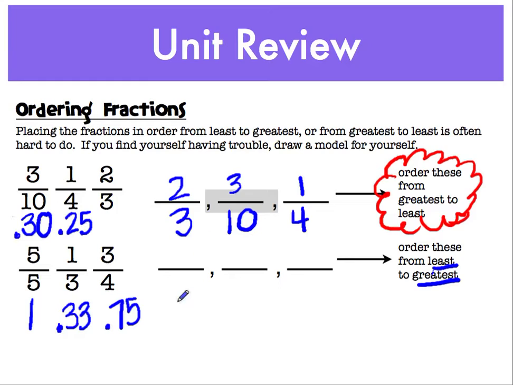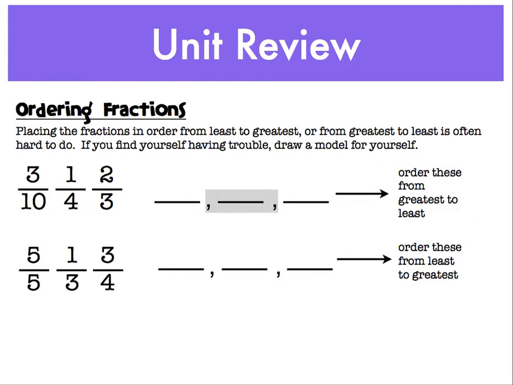So I can clearly see here which one's the least. 1/3 is going to start the roundup here, and then 3/4. And then we're going to end with 5/5. So that's all there is to ordering fractions that way. Very, very easy. When you convert to decimals or use your models, you can do it right away.